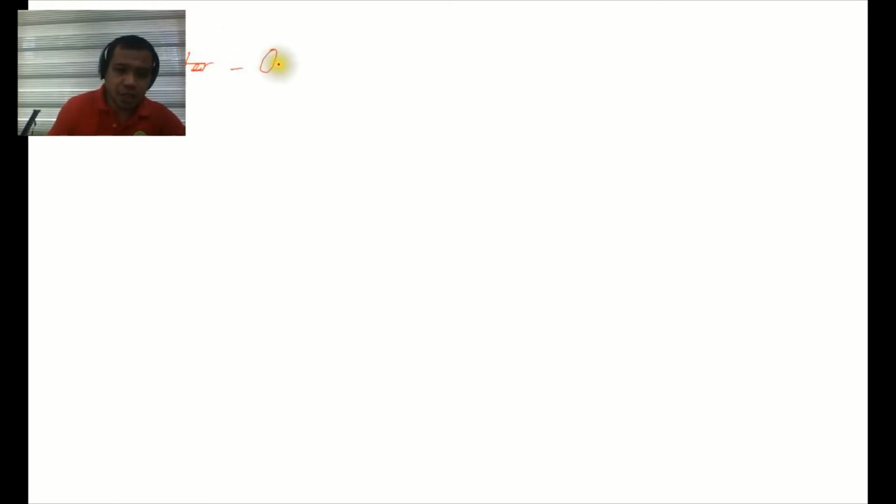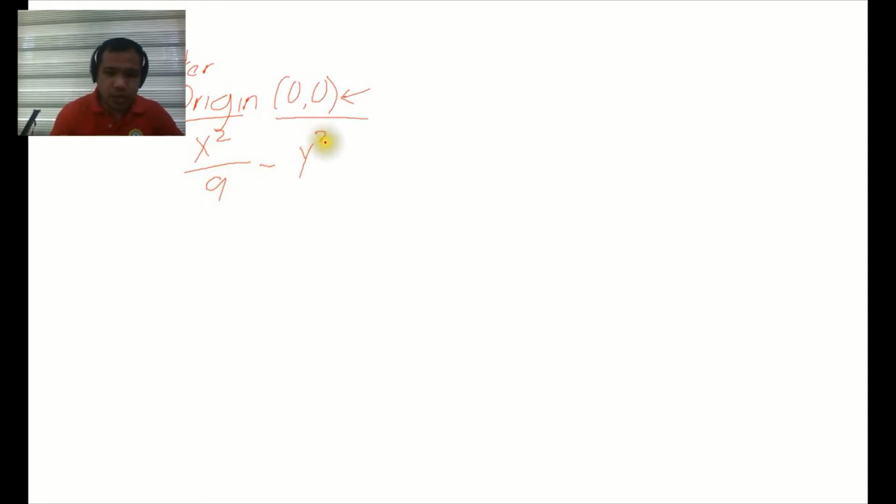Kapag sinabing nasa origin siya, that means, okay, once again, center. Paano natin malalaman kung nasan yung center? So, una, pag sinabing nasa origin, that gives us the idea na 0, 0 siya. Kapag sinabing origin, automatic ang center is nasa 0, 0. Next, kapag ang equation is ganito, x squared over 9 minus y squared over 16 equals 1, at this instance, ibig sabihin, nasa origin pa rin siya or nasa 0, 0 pa rin siya.